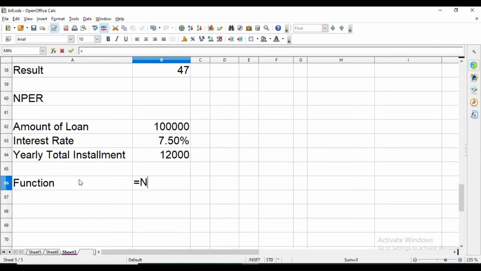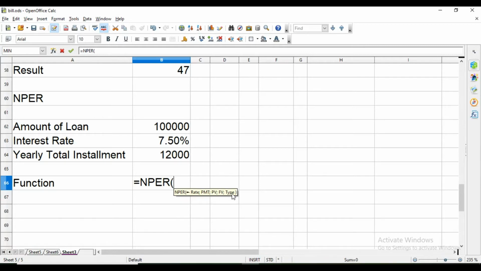Now here we are going to use the function. This is equal to NPER. NPER is a function. Now there are arguments: first one is rate, second is PMT, then present value, future value, and type. Here type is 0 or 1 depending on whether the installment is paid at the beginning of the month or at the end of the month. That is the 0 and 1 type.